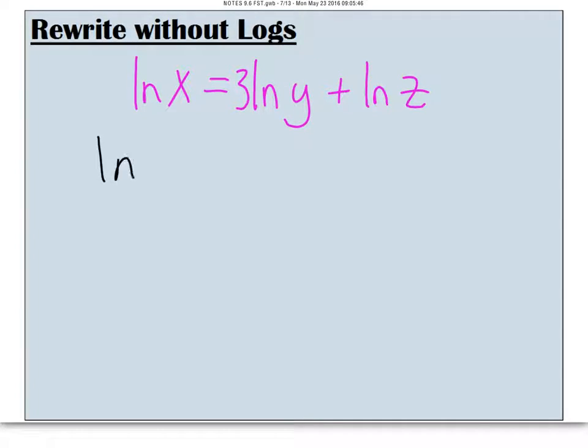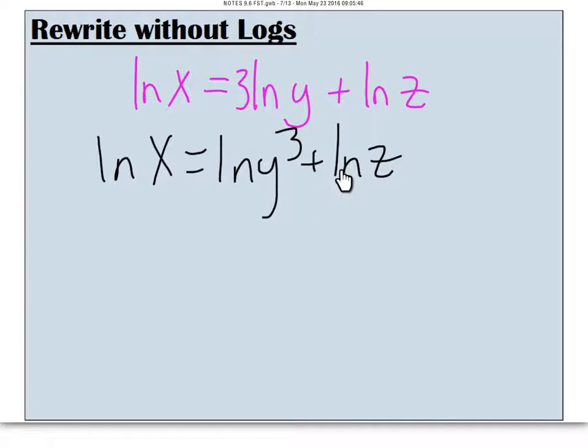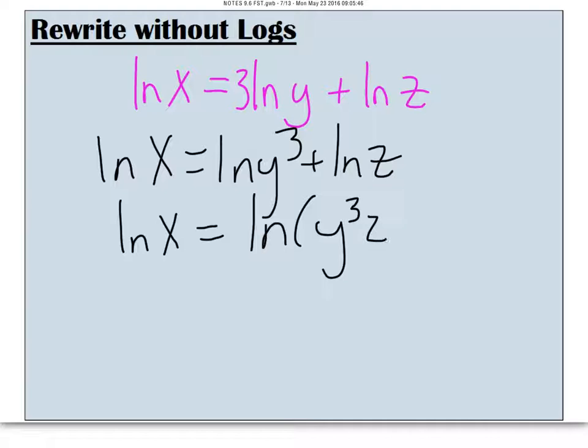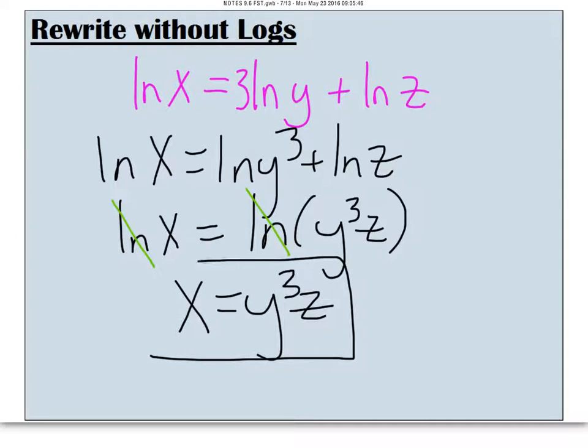So here we have the natural log of x equals the natural log of y cubed plus the natural log of z. Now remember, the addition crunches together into multiplication. So natural log of x equals the natural log of y cubed times z. Now if you remember from Algebra 2, when you have one log set equal to another log, these logs right here can actually cancel out. So I'm going to cancel those out, and what I'm left with now is x equals y cubed times z. This is rewritten in condensed format without any logarithms.